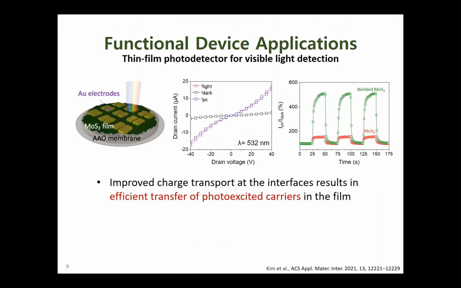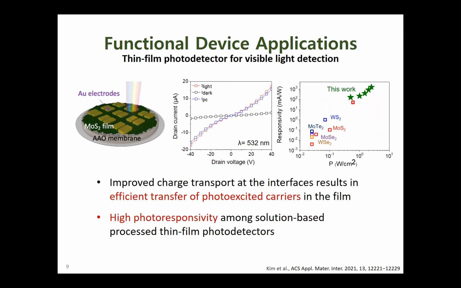Enhanced charge transport further motivates the application in thin film photodetector. First, the chemically welded film is characterized for its detection property under a 532 nanometer green laser. IV measurement and time-dependent plot before and after the exposure show photoresponse. Also, in view of photoresponsivity, which is the indicator of the performance of a photodetector, this welded film shows a high value among solution-processed TMD-based thin film photodetectors.